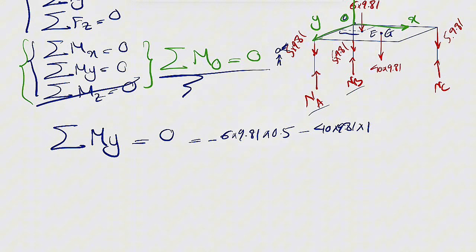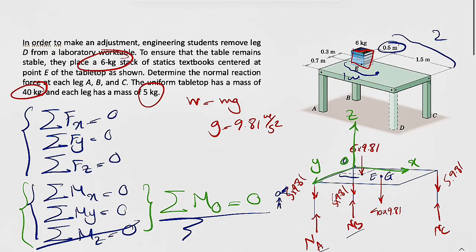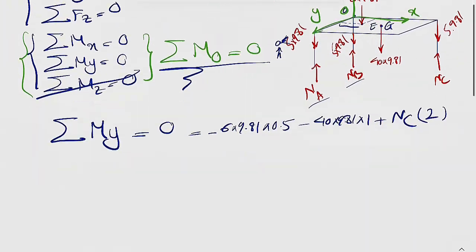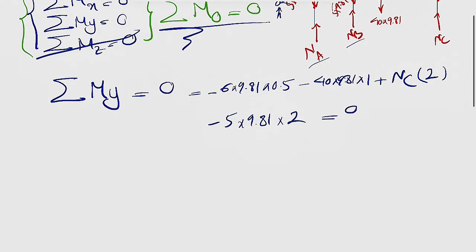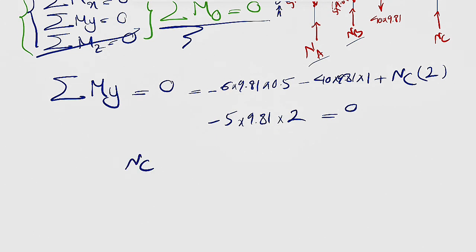So we have two more. We have the NC, which, as we can see, is counterclockwise. So this one's positive NC, and the distance would be the length of the table, which I just said will be 0.5 plus 1.5, which is 2. And we have the weight of the leg. This one's the same direction as all the weight that we have. So again, negative 5 times 9.81 times the same distance, times 2, equals 0. And we can find NC in here pretty easily.